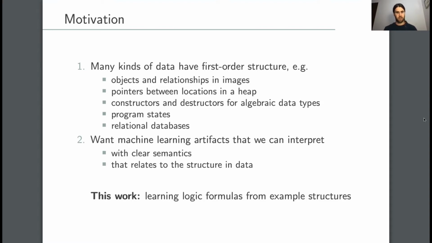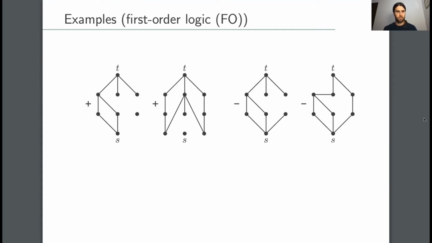So this work then is about learning logic formulas from example structures. What does this look like? So suppose that you're given these four structures. They are just undirected graphs. So they have a single binary edge relation E and two constants S and T. And the two structures on the left are labeled positive and the two on the right are labeled negative.